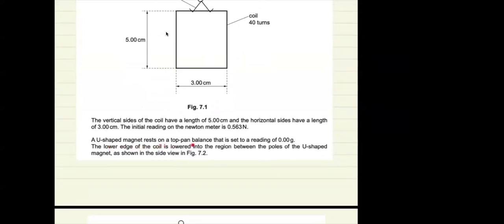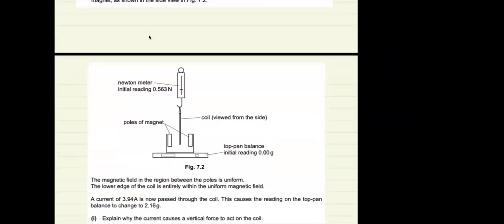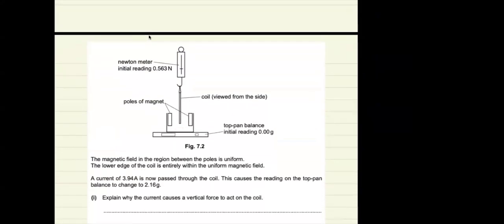A U-shaped magnet rests on a top-pan balance that is set to a reading of 0.00 grams. The lower edge of the coil is lowered into the region below the poles of the U-shaped magnet as shown in the side view in 7.2. All right, so then this is shown here. And initially the top-pan balance reading is, so this is in air, right? It's not touching. Next, a current of 3.94 ampere is now passed through the coil. This causes the reading on the top-pan balance to change to 2.16 grams, right?